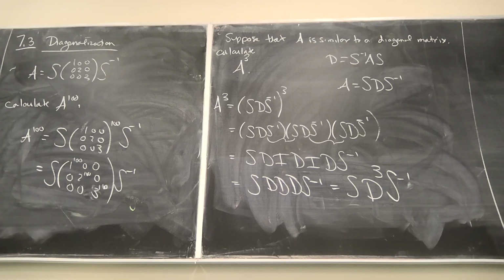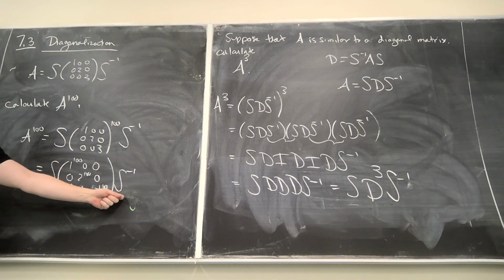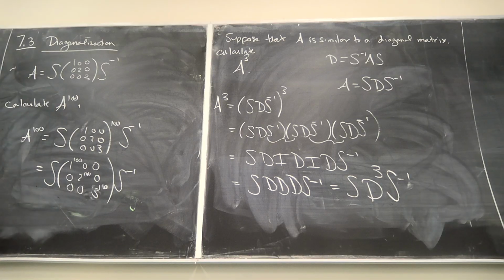If you could somehow figure out a way to turn A into this form, similar to a diagonal matrix, powers of A become very easy to compute. You still have a couple of matrix multiplications to do, but it's not so bad. It's not hundreds of matrix multiplications. So, if A was similar to a diagonal matrix, matrix powers are easy.